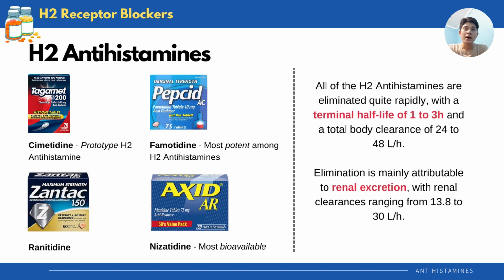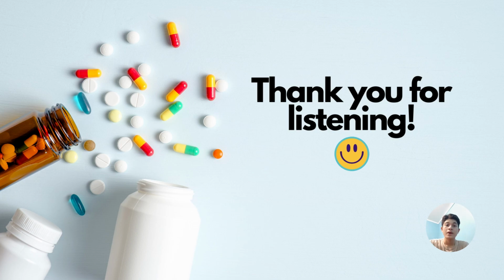So, here are the H2 antihistamines. Cimetidine, the prototype H2 antihistamine, famotidine, the most potent among H2 antihistamines, nizatidine, the most bioavailable one, and also ranitidine. These are all for the pathophysiology of allergic responses, antihistamine medications, and their classification.